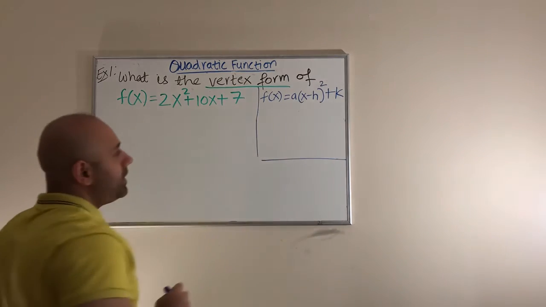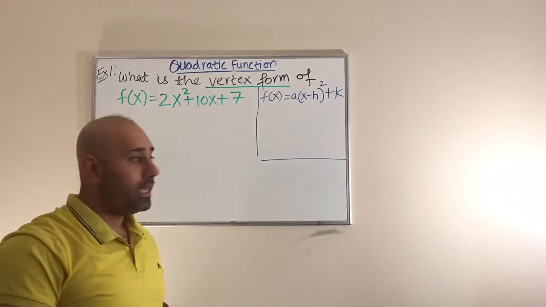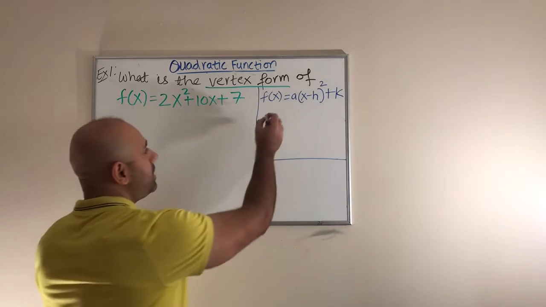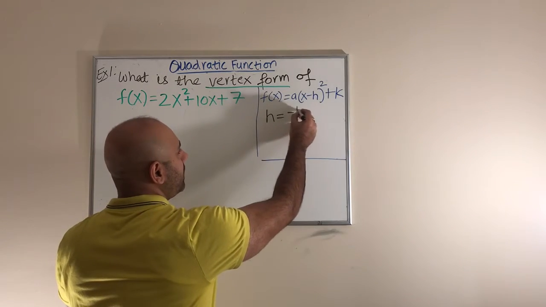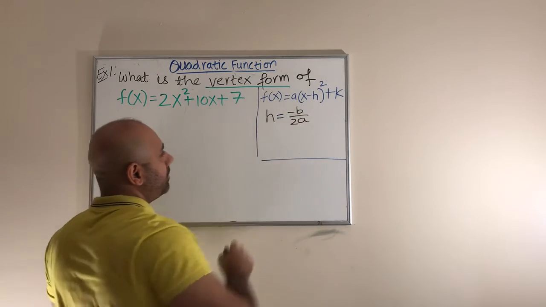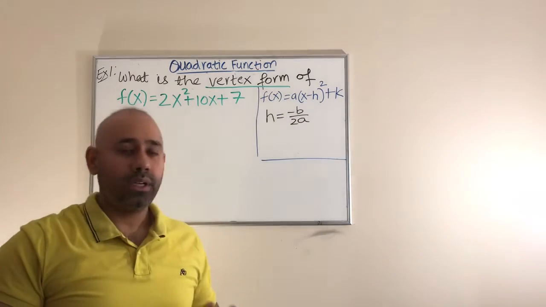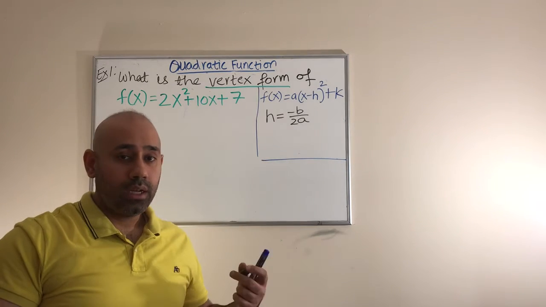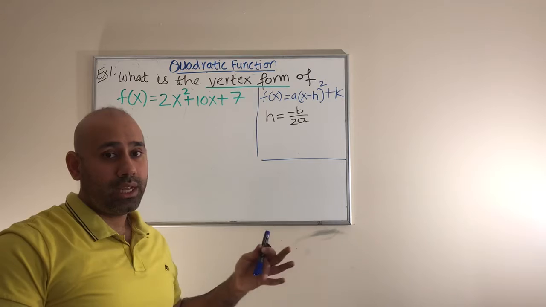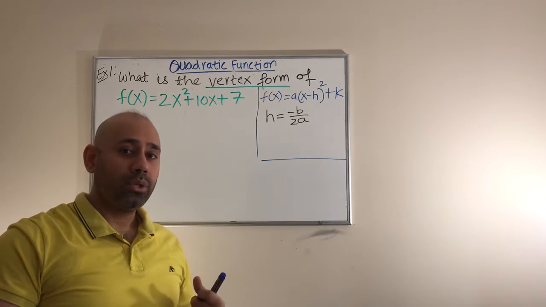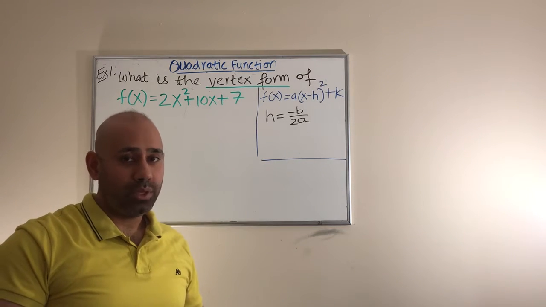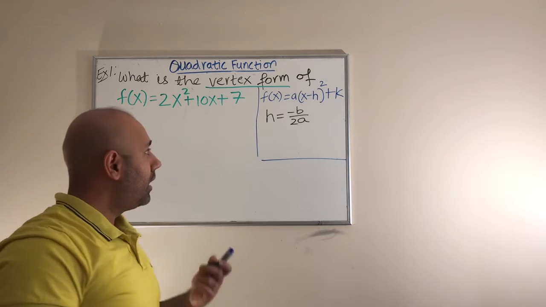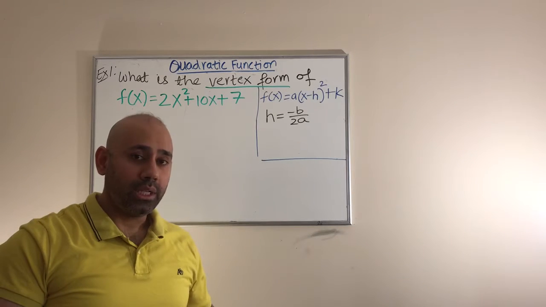that h and k are the coordinates of the vertex, and we also know the formula to find h and k. h can be calculated by simply using negative b over 2a. I'm not showing you the whole derivation of how we get negative b over 2a here, but if you want me to show it, give me your comments and I can show you that as well. But till then we're just going to use the formula to find h and k.